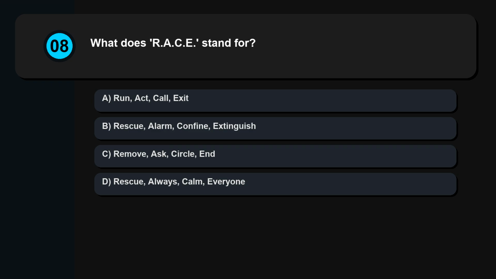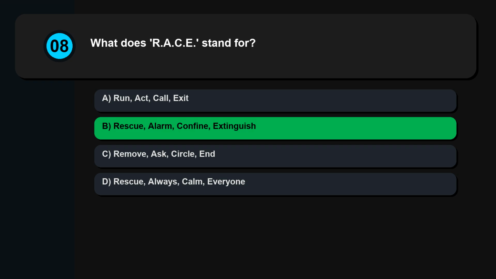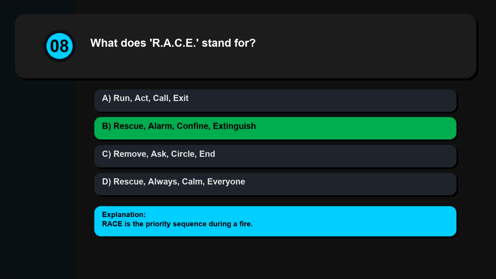Question 8. What does RACE stand for? Run, act, call, exit, rescue, alarm, confine, extinguish, remove, ask, circle, end, rescue, always, calm, everyone. RACE is the priority sequence during a fire.